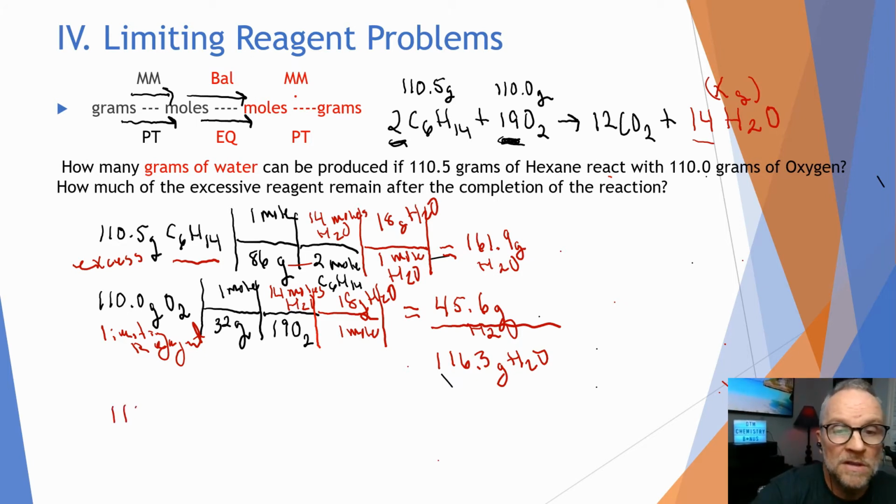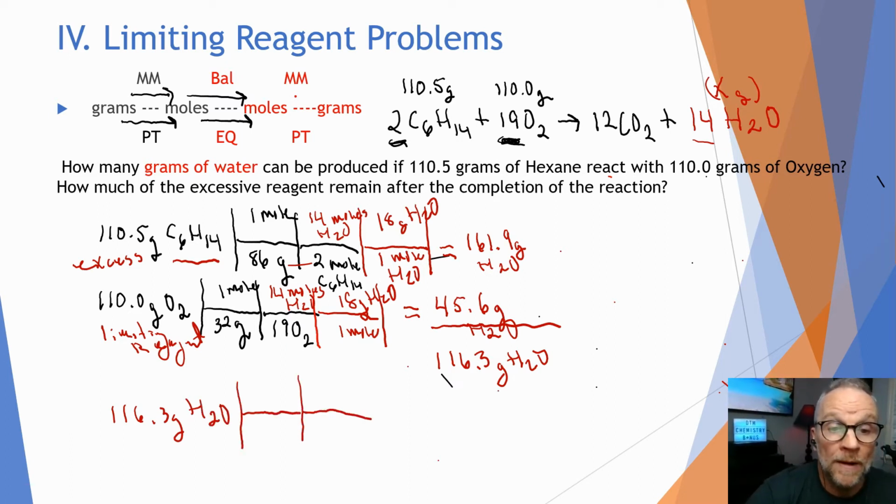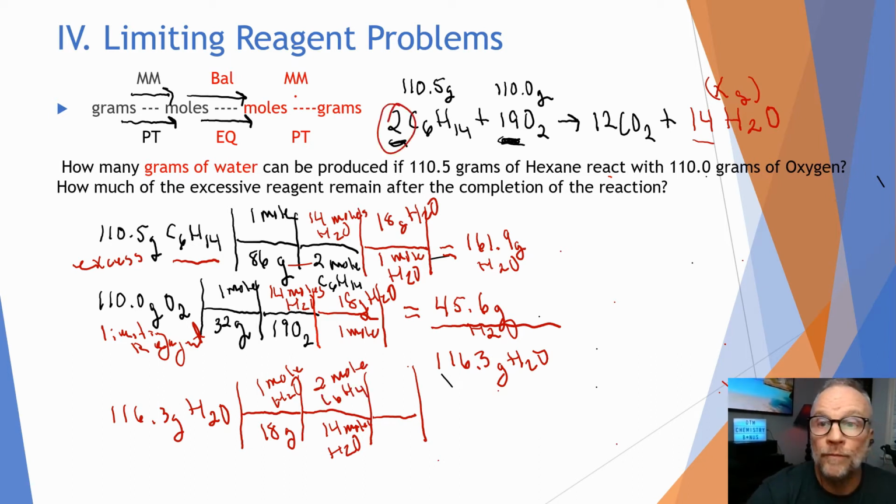So we got 116.3 grams of high quality H2O here. Do another grams to grams type of problem in 3 steps. So here, 18 grams of water per 1 mole of water. And then for every 14 moles of water, we have 2 moles of our excess reagent, or hexane. Get that from here, here, and here, right? And so for every 1 mole of hexane, C6H14, we have 86 grams.